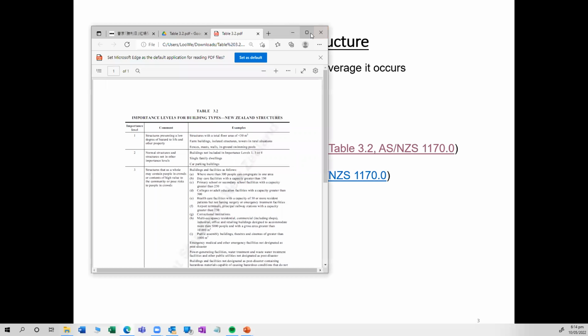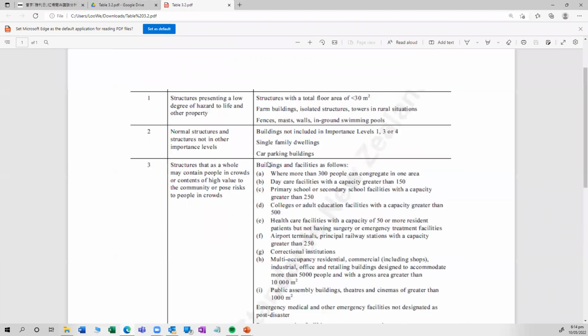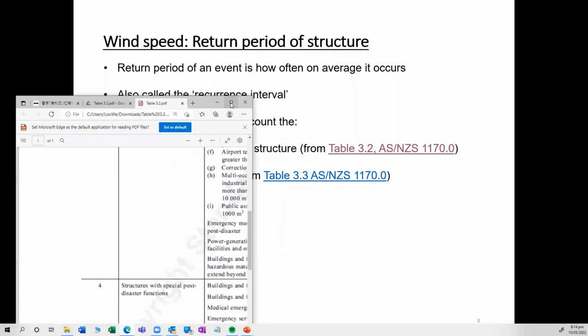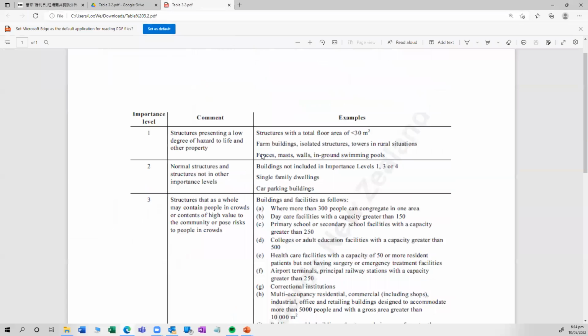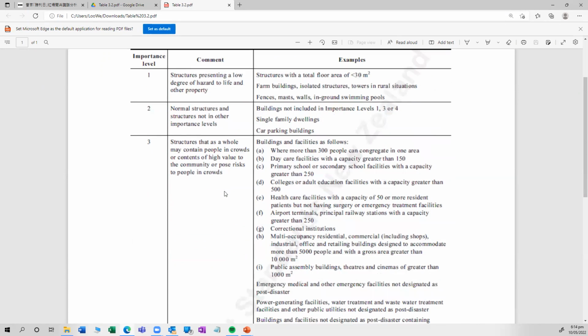There it is. Okay, so importance level. This is in the code, AS/NZS 1170.0, and you can download that. It's based on the usage of the structure. If you've got a structure presenting a low degree of hazard to life and other property, it has an importance level of 1. Normal structures and structures not in other importance levels are level 2. Structures that as a whole may contain people and crowds, or contents of high value to the community, or pose risks to people and crowds, are level 3.